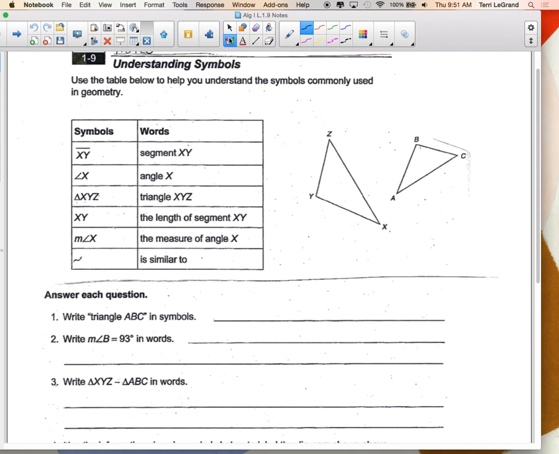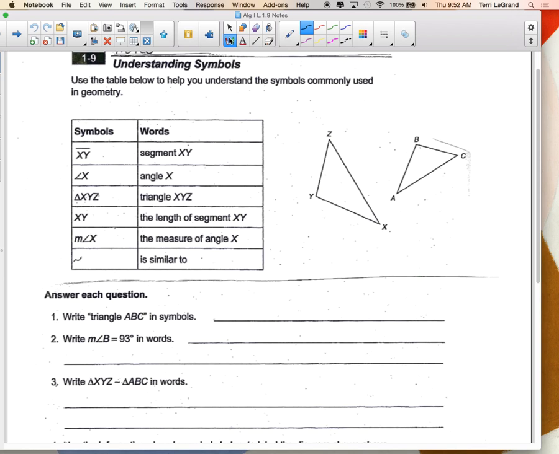So we're going to be talking about similar figures when we're reviewing our geometry here. So I have a little table here to help us be reminded to review what the different symbols mean in geometry. What words are they actually standing for? So when we have capital X, a capital Y with a little line over it, we would read that segment XY. Okay? We would make sure we read that properly.